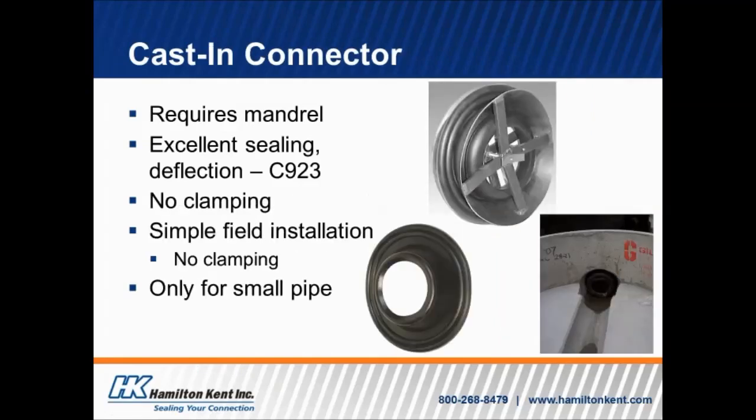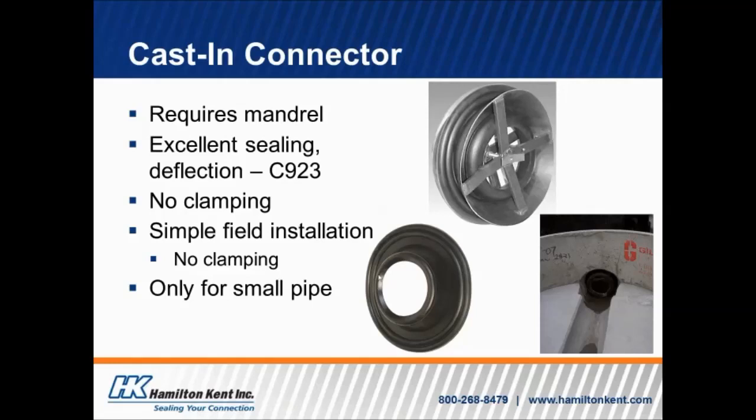Another type of casting connector, again, requires a mandrel. You can see up in the top picture, there's the connector with a mandrel. Excellent sealing just because of being cast in, and deflection, the same thing. This type of connector does not require a clamp on it, so the part that protrudes from the connector is actually cast in toward the inside of the manhole, and then the pipe is pressed through.